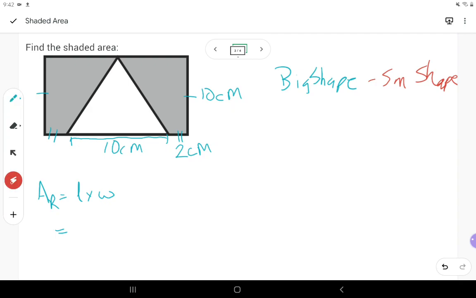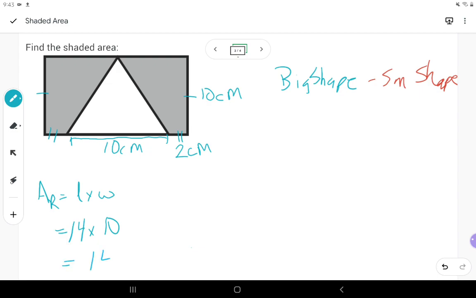Now my width is easy to see. It's 10 centimeters. That's no problem. So the width is 10 centimeters. The length, that one's kind of weird. What's going on with the length? When I look down here, I can see that this portion is 10 centimeters. This extra portion here is 2, and this extra portion here is 2, so it's kind of like I go 2, and then 10, and then 2 more. 2 plus 10 is 12, plus 2 more, so my length is 14.